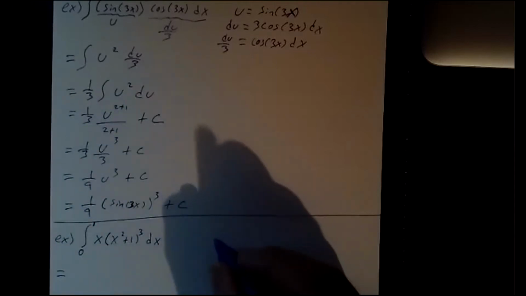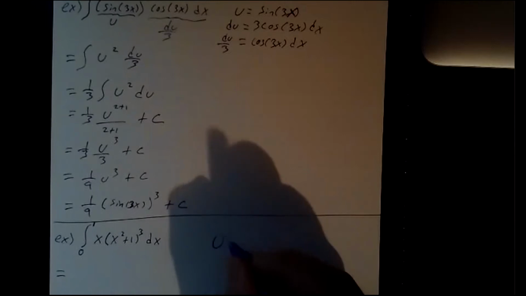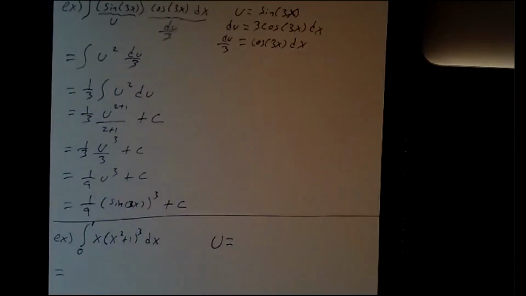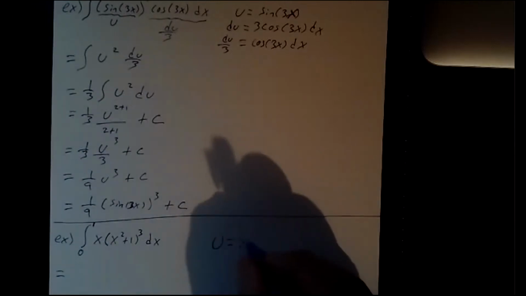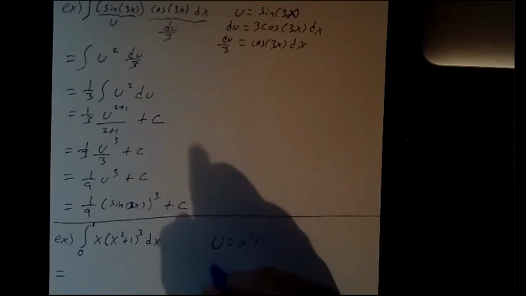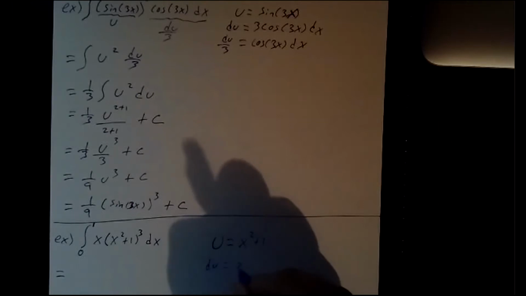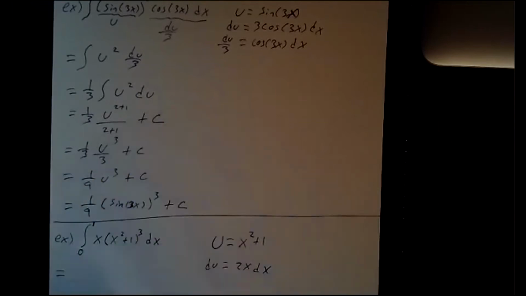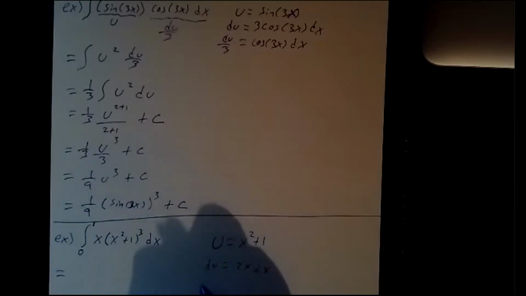So first, what should be the u? X squared plus 1. Yeah, I think that's going to be a good one. And then du, 2x dx. Okay, do we have a 2x dx? No, but we have x and dx, right? Divide the 2 out and get rid of it.